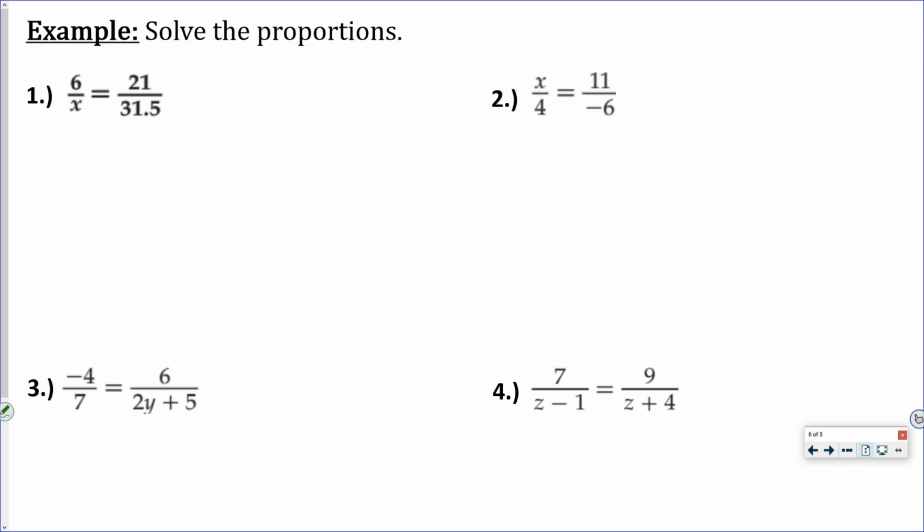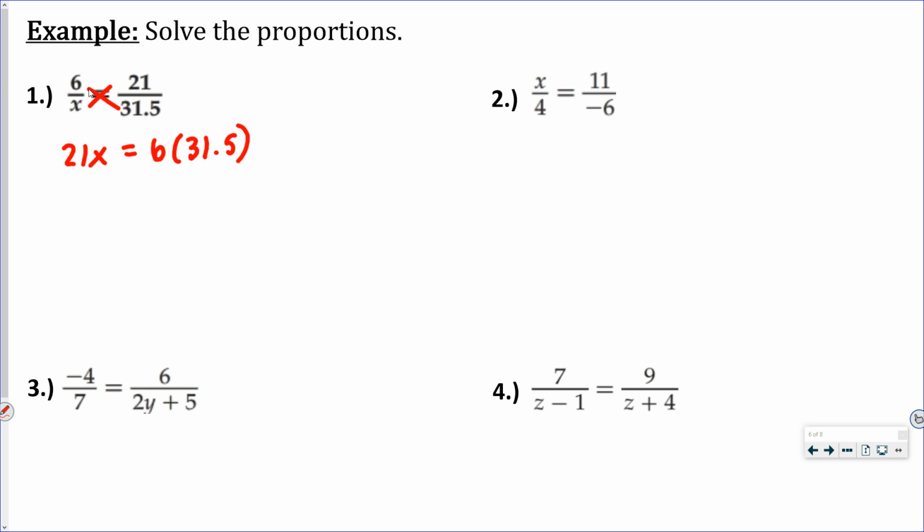All right, and number one here, I have a ratio 6 to x, which is the same as 21 to 31 and a half, is what that says, that proportion. So to cross multiply, you take the numerator of one fraction times the denominator of the fraction across from it, and it doesn't matter if you want to do 6 times 31 and a half on the left-hand side. I always like to do the variable ones on the left-hand side because I just personally like to solve when my variable's on the left-hand side. So I would do 21 times x first, and then I would do 6 times 31 and a half.